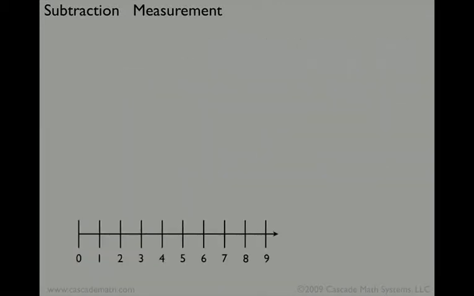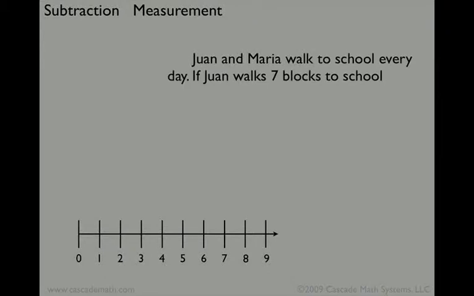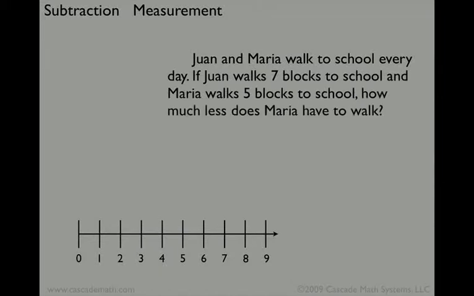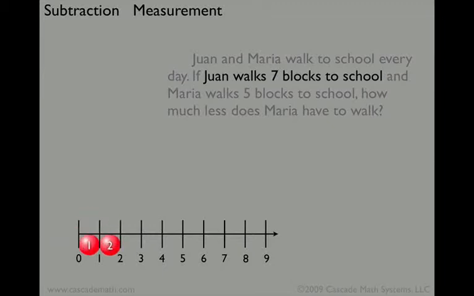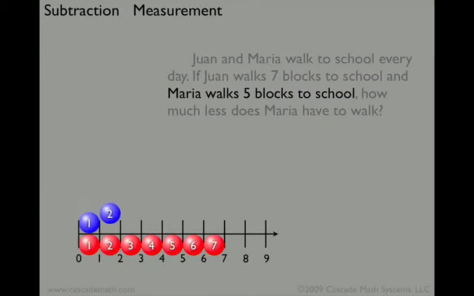I'm going to start a problem and let you finish it. Juan and Maria walk to school every day. If Juan walks 7 blocks to school and Maria walks 5 blocks to school, how much less does Maria have to walk? I'm going to use 7 balls to represent the blocks that Juan walks to school. 1, 2, 3, 4, 5, 6, 7. I will use 5 balls to represent the blocks that Maria walks to school. 1, 2, 3, 4, 5.